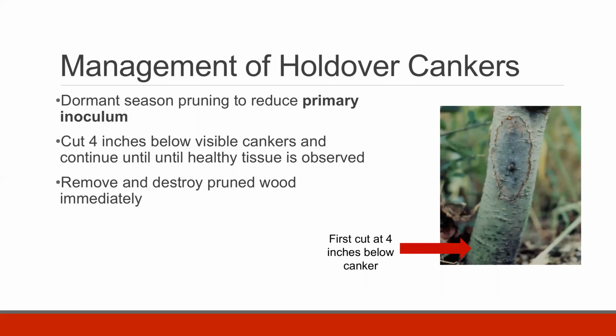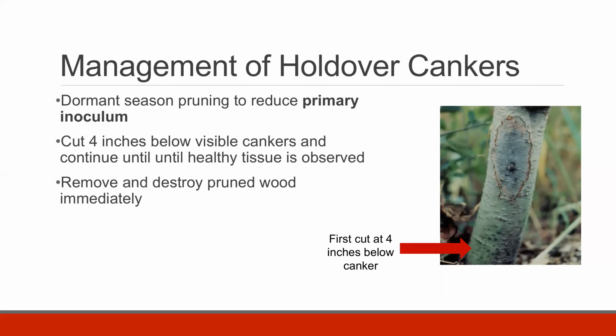So if we start with the holdover canker phase or the canker phase of fire blight, it's critical that this phase is managed during the dormant season before the cankers begin to ooze. So dormant season pruning will reduce primary inoculum in the spring. So limbs with cankers should be cut out and the debris removed from the orchard and burned.